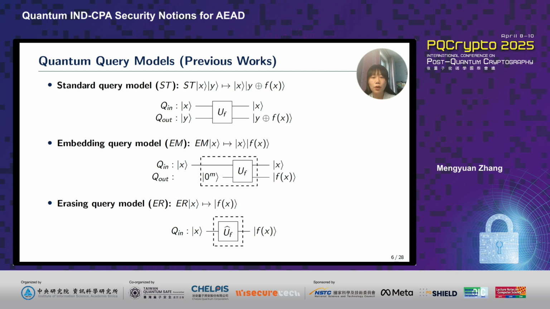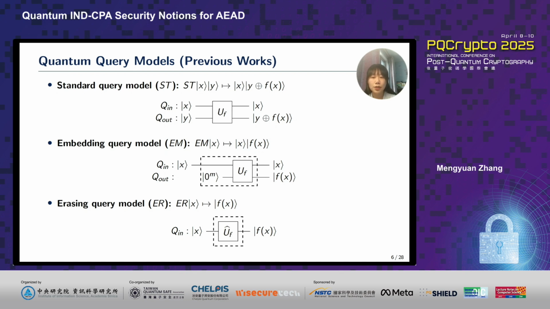After Boneh and Zhandry's work, many studies have focused on formulating IND-CPA security in the quantum setting. The key idea is to define achievable quantum IND-CPA notions by combining different quantum query models with various return types. A query model essentially describes how the adversary interacts with the encryption oracle. Previously, I introduced the standard query model, which remains the basis for most quantum attacks today. But beyond this, two other models have been proposed: the embedding query model and the erasing query model.